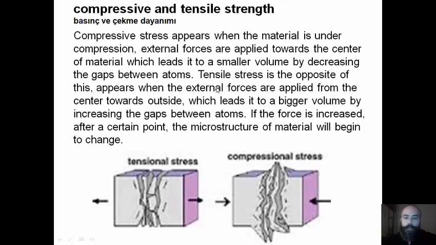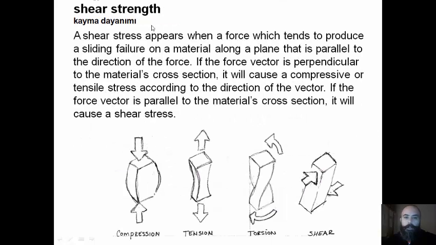It appears when the external forces are applied from the center towards the outside, which leads it to a bigger volume by increasing the gaps between atoms. If the force is increased, after a certain point, the microstructure of the material will begin to change. Shear strength. A shear stress appears when a force tends to produce a sliding failure on a material along a plane that is parallel to the direction of the force.